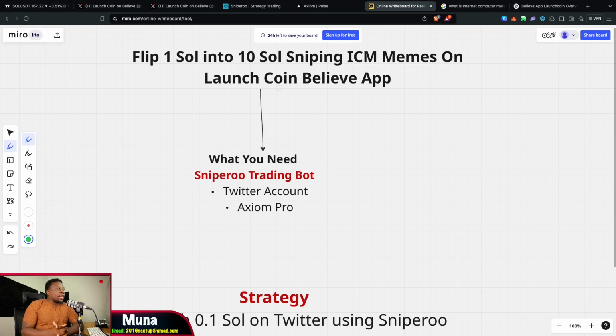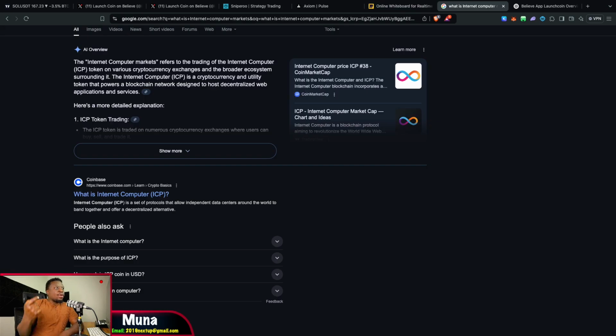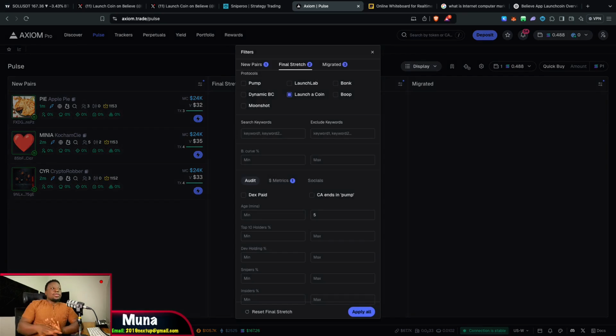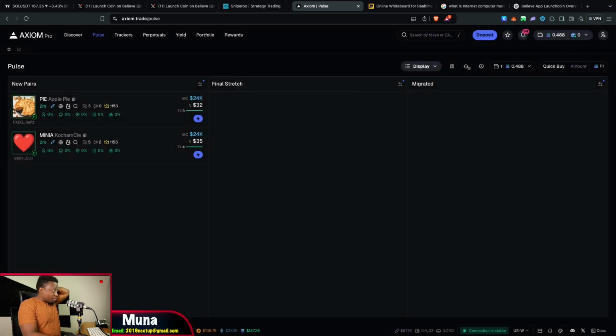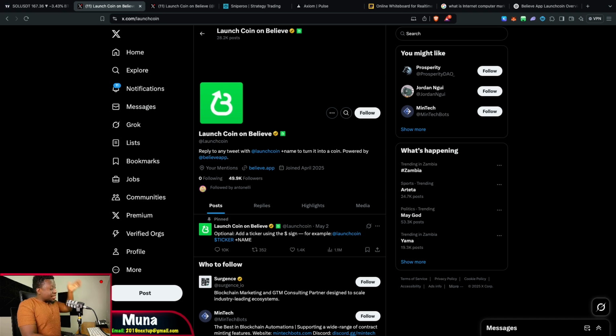The reason why it's likely to work is, number one, we are extremely early. A lot of people do not even know what Internet Computer is all about. A lot of people do not really know what Launchcoin is all about. A lot of people do not even know what Believe App is all about. So a lot of people are trading on Pump Fun, which is absolutely dead at this particular moment because the new wave, the new narrative, is starting to pick up. And the number one contender is obviously Launchcoin or Believe App, right? These guys are still trying to get things working right.